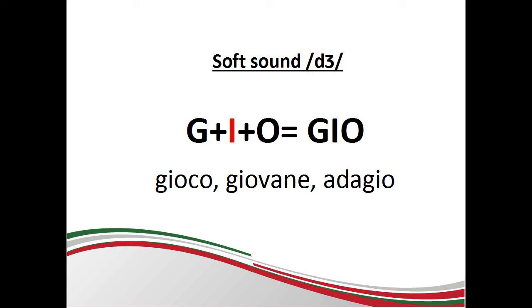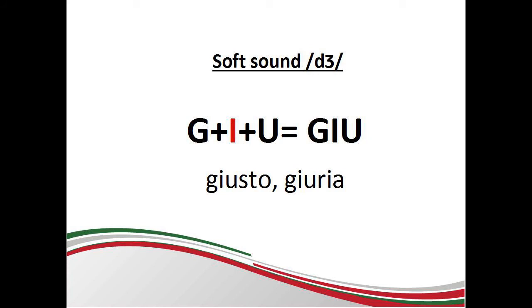G-I-O is spelled jo. Gioco, giovane, adagio. G-I-U is spelled ju. Giù, giusto, giuria.